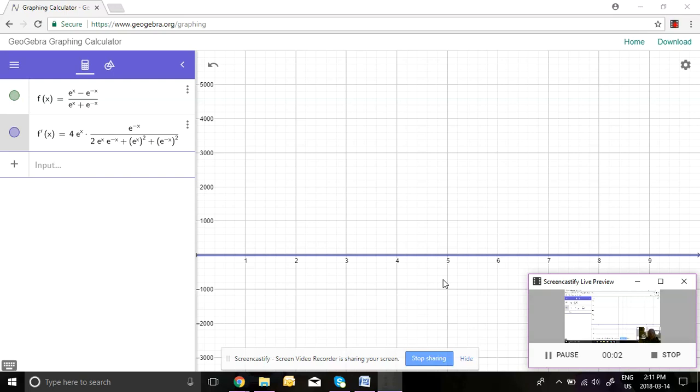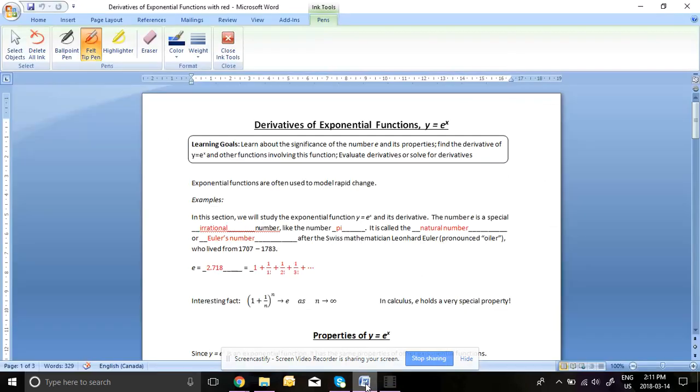Hi class, today we are starting chapter 5 and learning about exponential derivatives. So we're starting today with a special exponential function, y equals e to the x. Okay, so e is actually a number, it's not a variable. So that's the first thing that is important for you to understand before we get going.